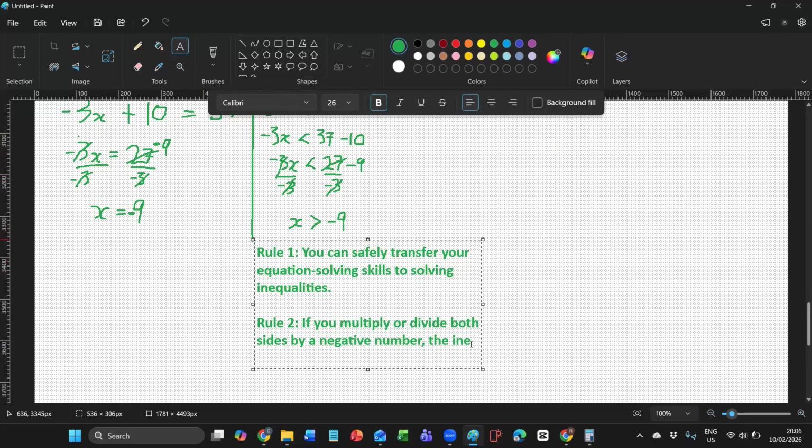The inequality. Oops, I didn't spell that correctly. The inequality sign reverses. Okay, so this is rule number two.